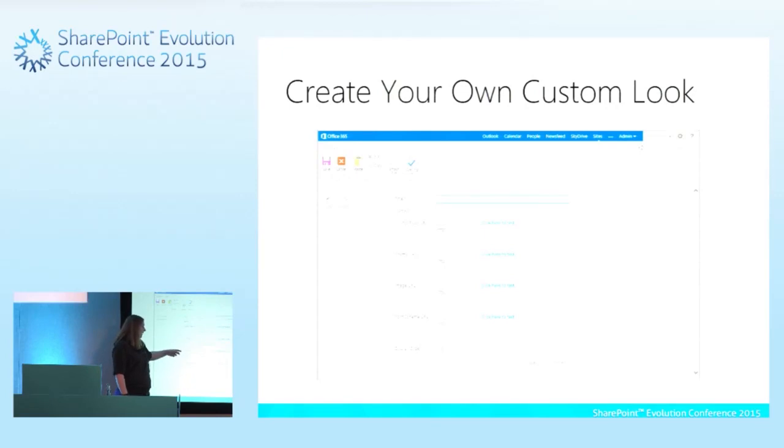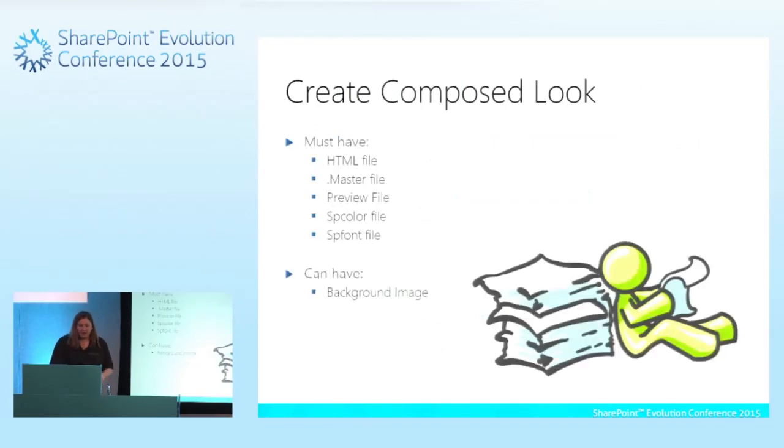You have to do the theme URL, you can give it an image so that it shows up in that page, what my font scheme is, how I want it to disappear on the page. So I kind of have to go through and do that. But there's a few other things you have to do with it. So I have to have the HTML file, and I have to have the .master file. That's for that master page, which, again, they're encouraging us not to do. The preview file, the SP color file, and the SP font. Additionally, you can do the background image.